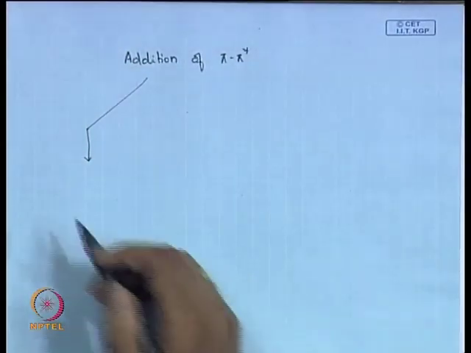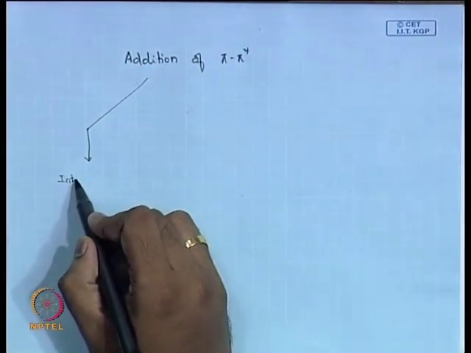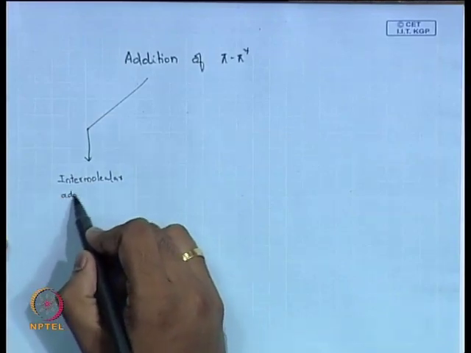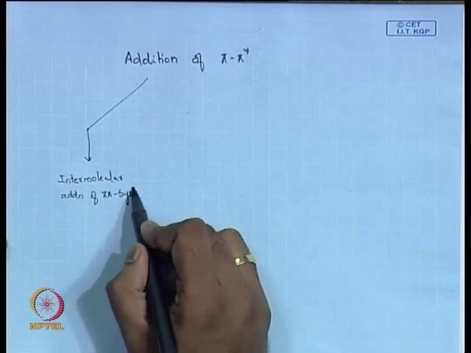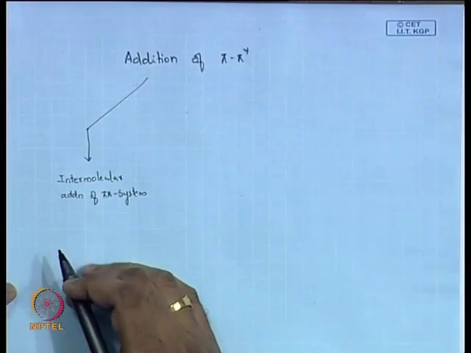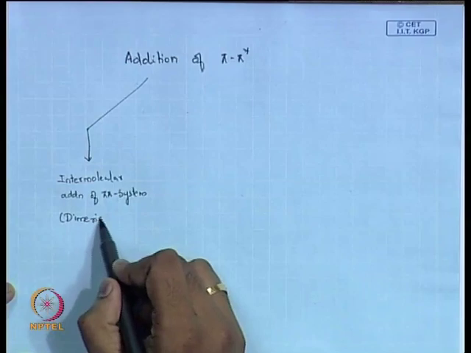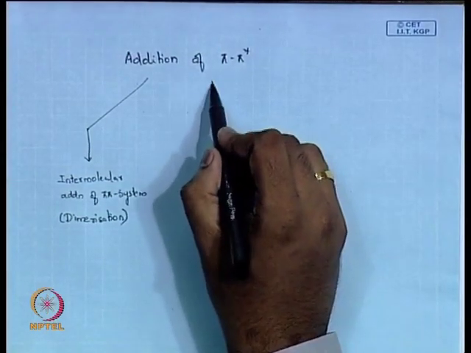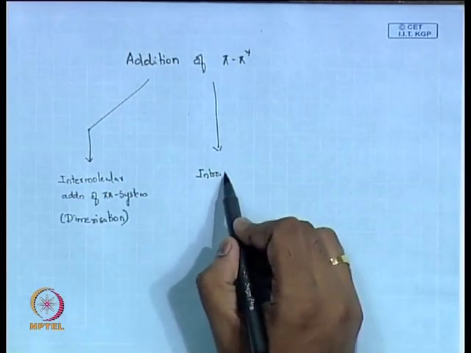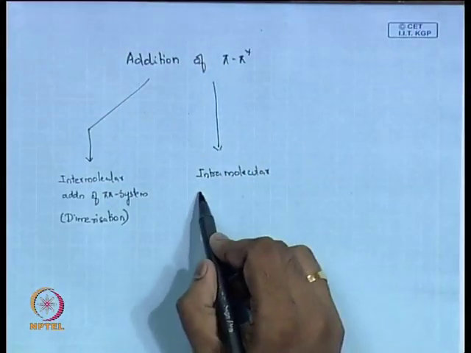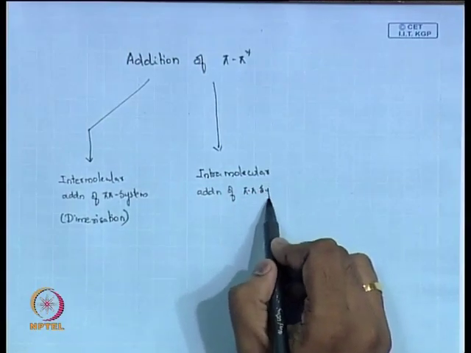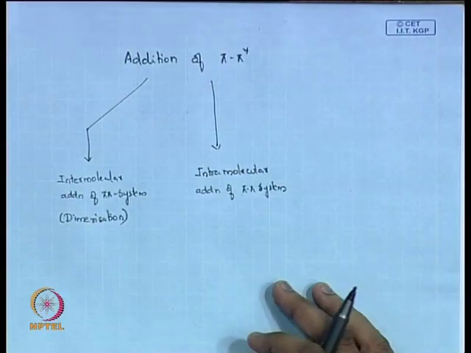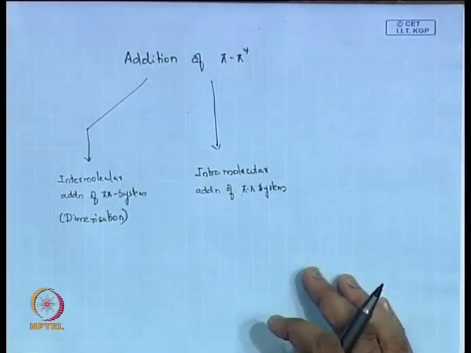First, we will be discussing intermolecular addition of your pi system. Mostly we will see dimerization reactions in this. You take an alkene, and it undergoes a proper dimerization. Then we can talk about intramolecular addition of your pi system, within the double bonds in alkene systems like norbornene systems, where you can do intramolecular addition. That we will talk about there.